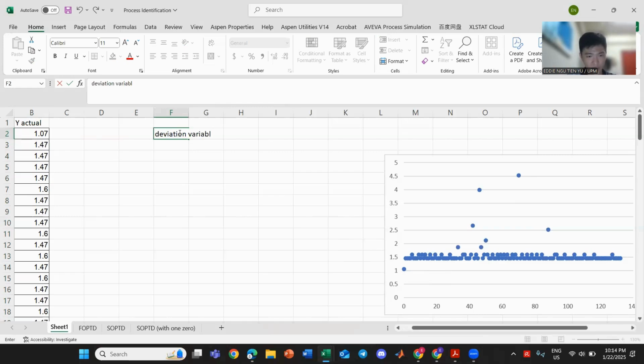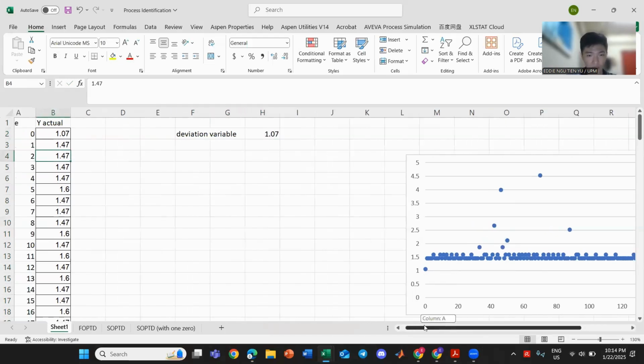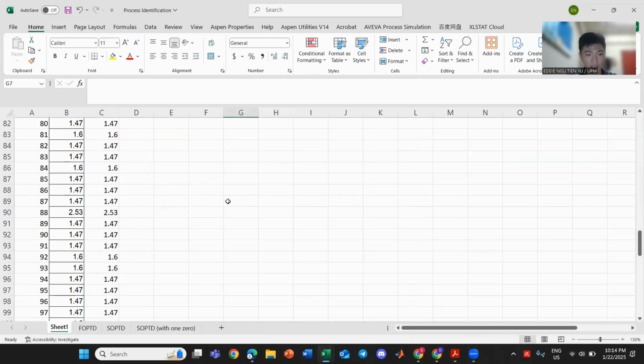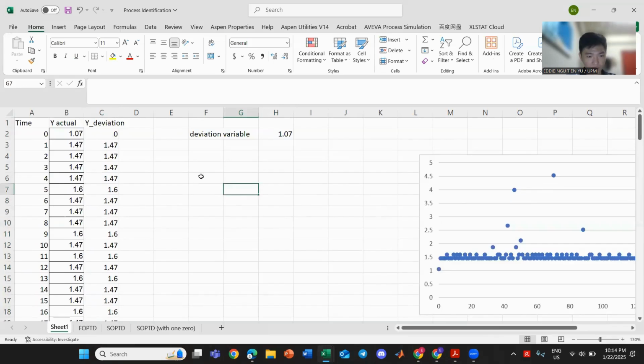So what we can do is the deviation variable is equal to 1.07. Okay, so now we have to make a column for the y deviations. It is equal to the y actual minus the y deviation variable. Once we get it, we can get the answers. So remember to log it.